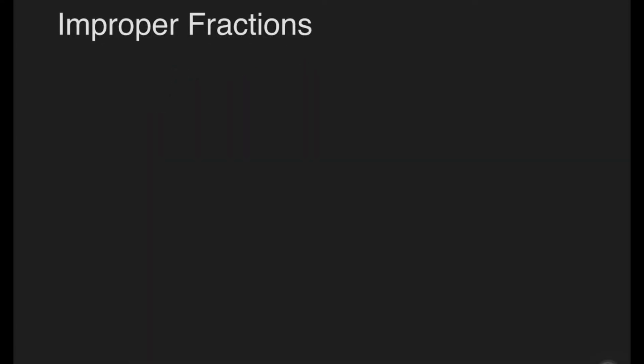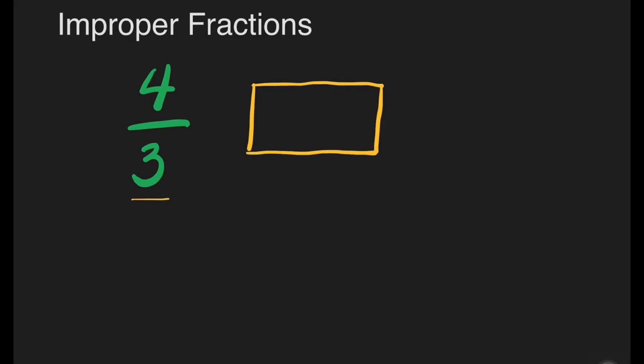Let us have another example. 4 thirds. Let's draw the diagram that represents 4 thirds. Remember that the denominator, which is here 3, tells us the number of parts the whole is divided into. So we have to divide this box into 3 equal parts. So that is 1, 2, and 3. And we will shade 4.